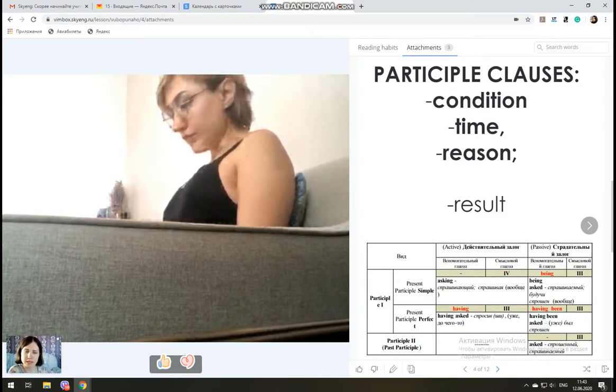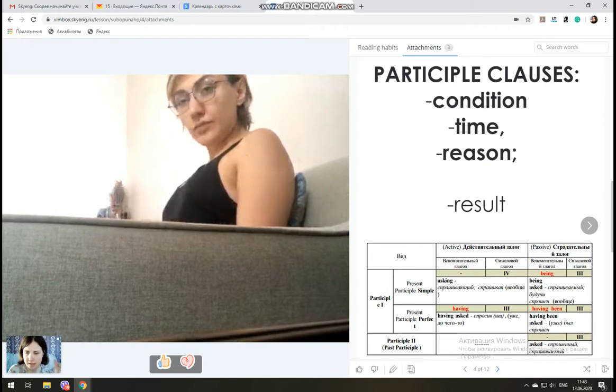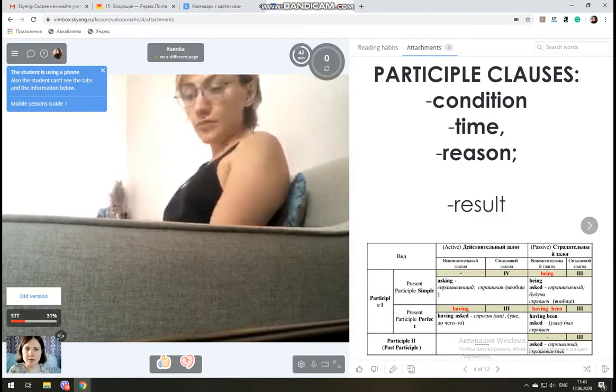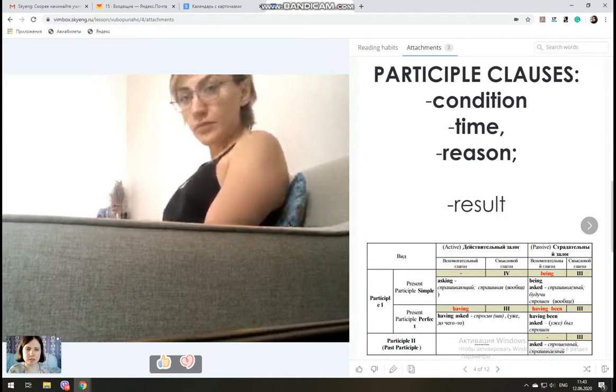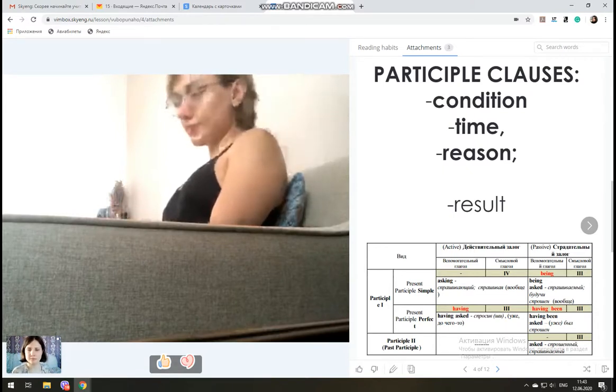But in this case we need to use one verb. She went, asking. Она шла и спрашивала. So she went, and at the same time she asked. So could you please give me your own example, make up your own example, just try to use our present participle simple active form. Will you please?